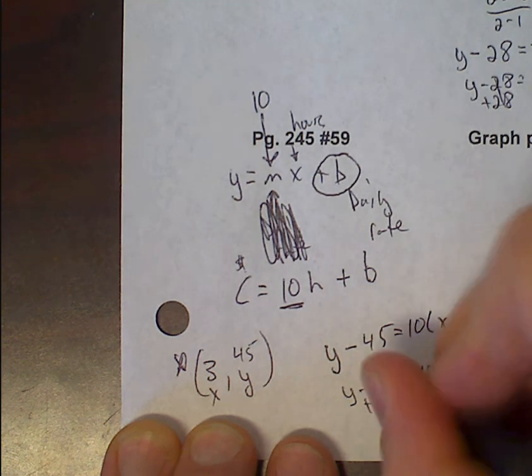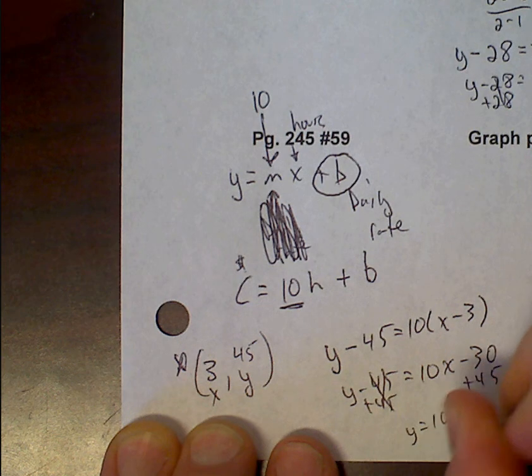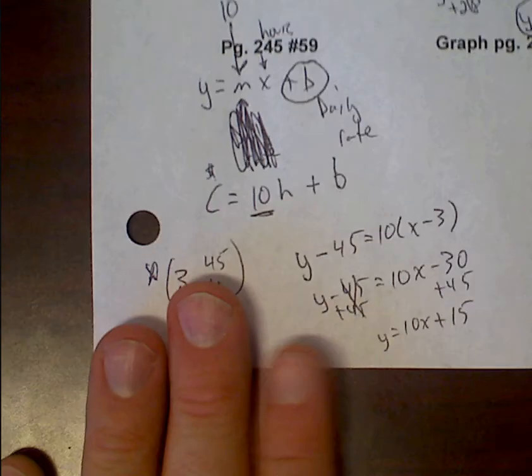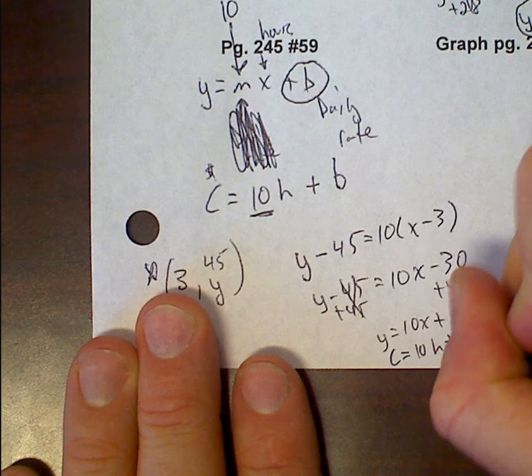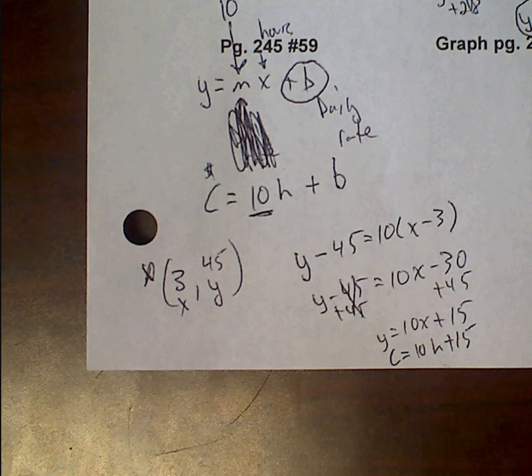Add 45, y equals 10x plus 15. And now I have my equation. C equals 10H plus 15. So they have to pay $15 and then $10 per hour.